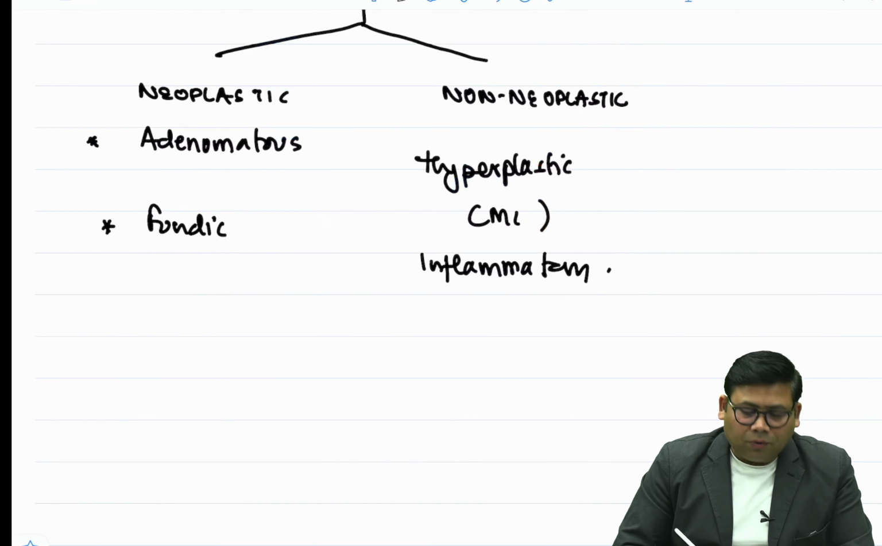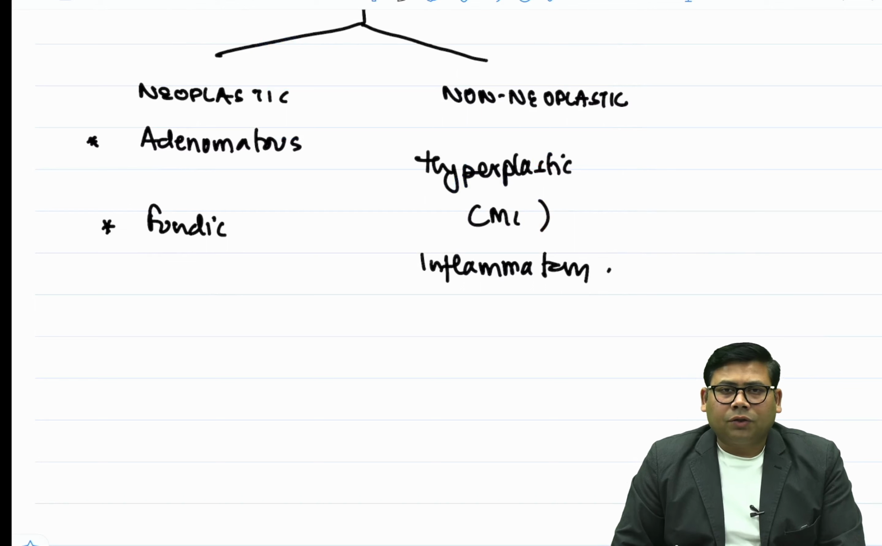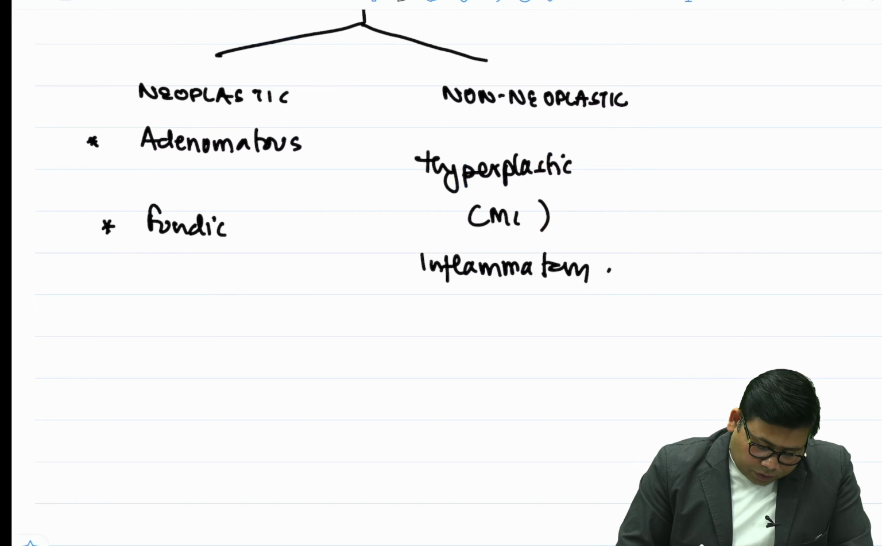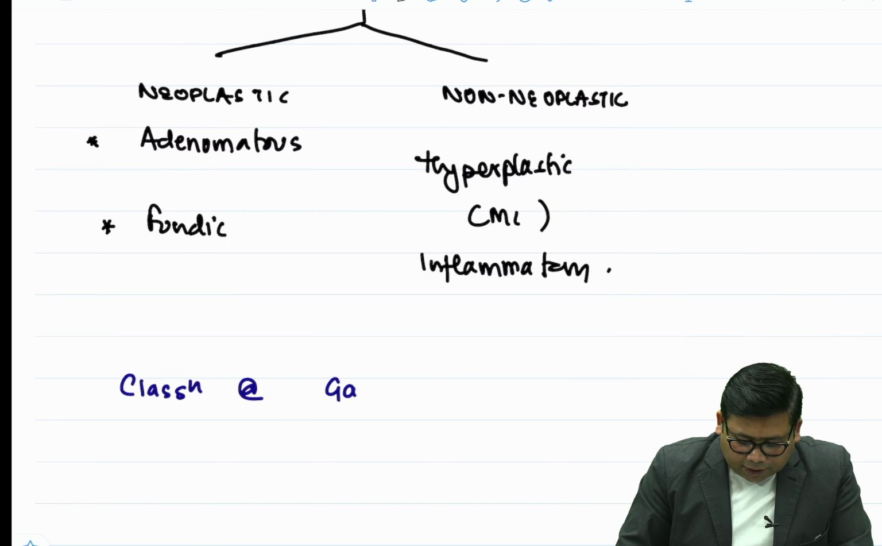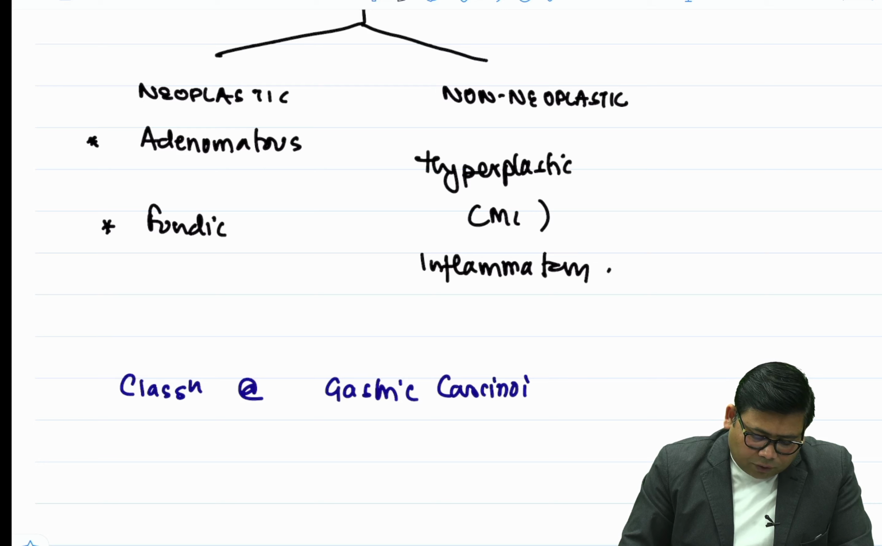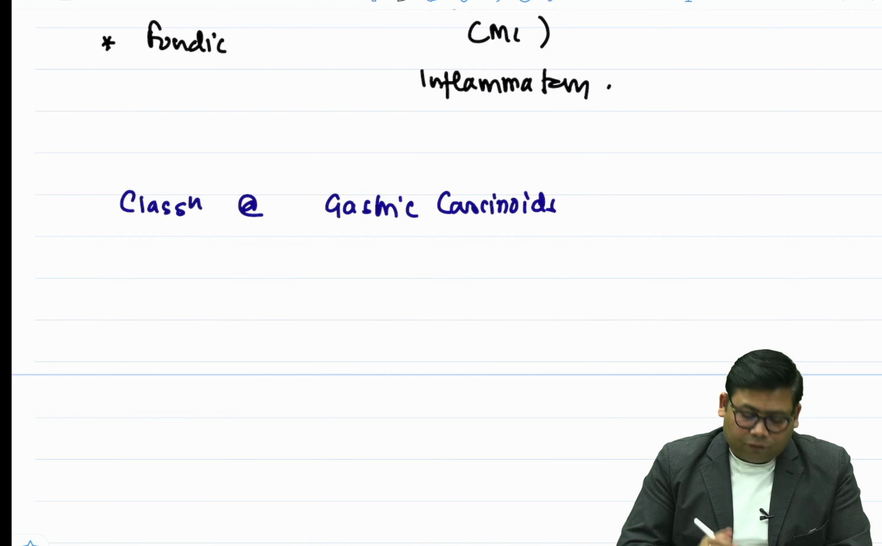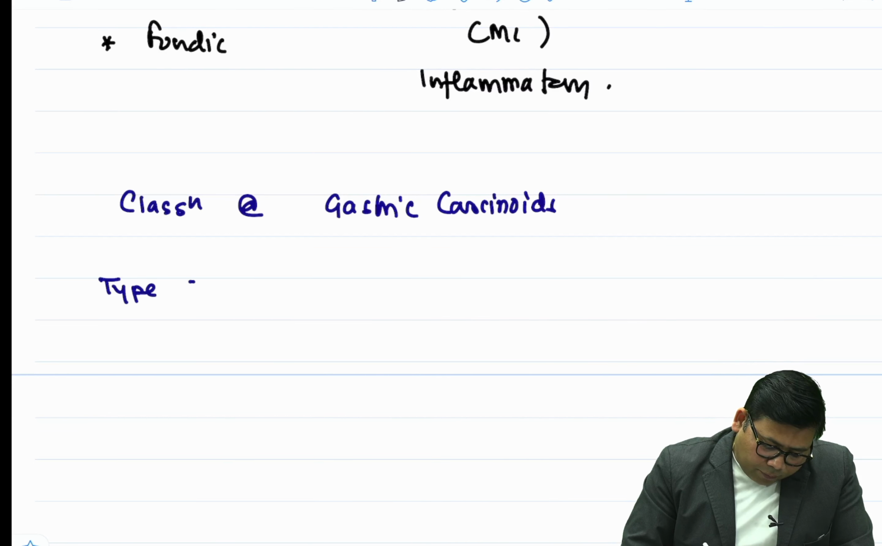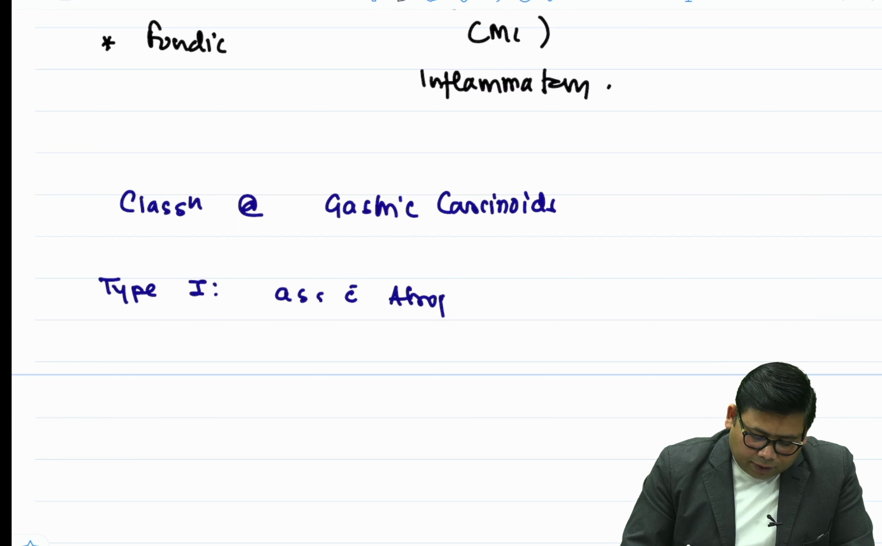Then let us talk about it, there is a small classification on the gastric carcinoids also. So classification of gastric carcinoids. When we talk about classification of gastric carcinoids, you need to understand that there are 4 types. Type 1, this is associated with atrophic gastritis.